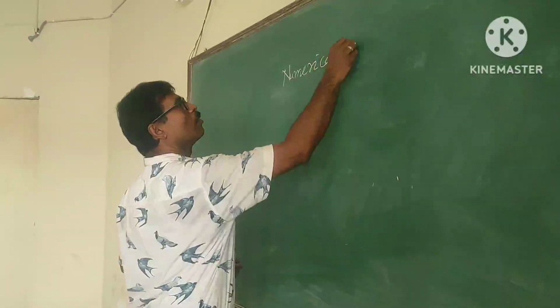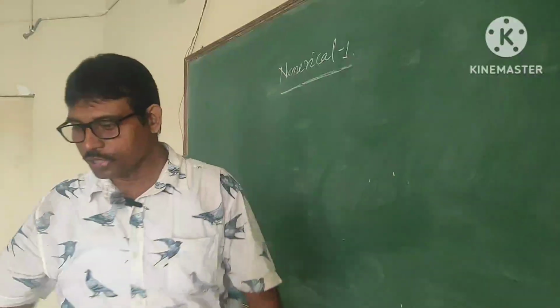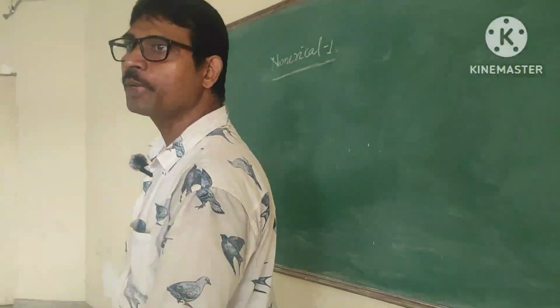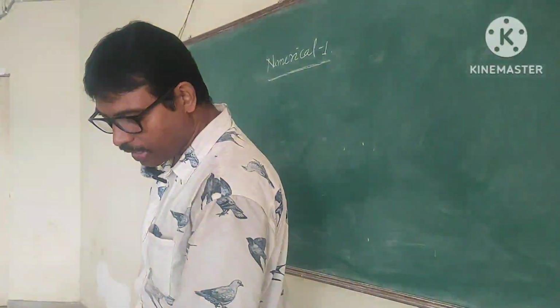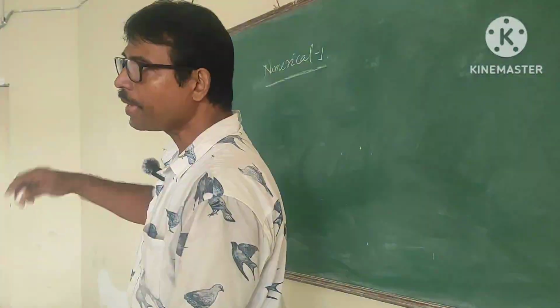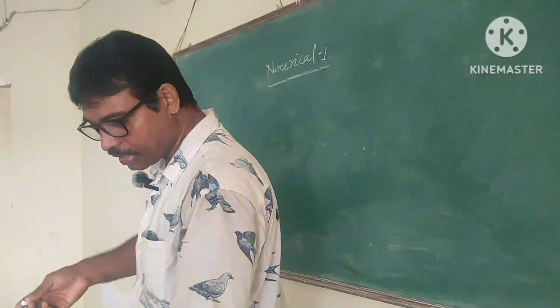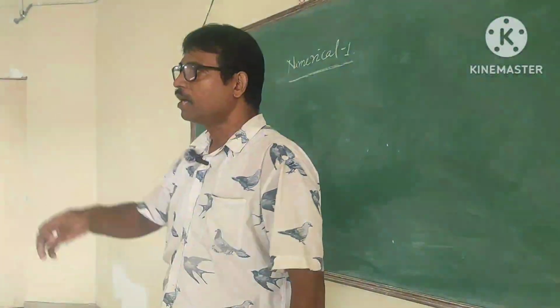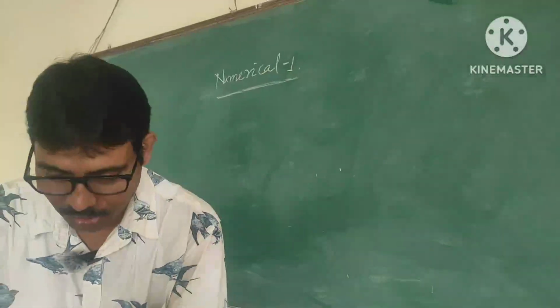Numerical 1. All of you write. The question is: one of the rectangular components of a velocity of 80 km per hour is 40 km per hour. Find the other component. For your better understanding, I am writing the question.